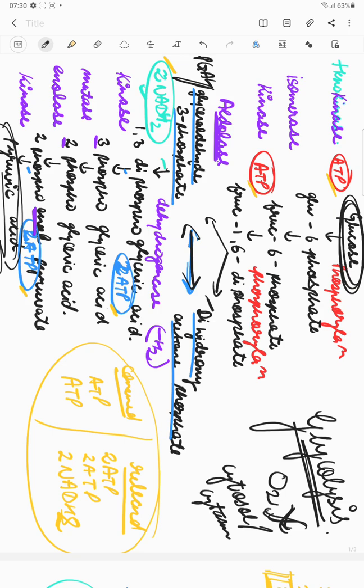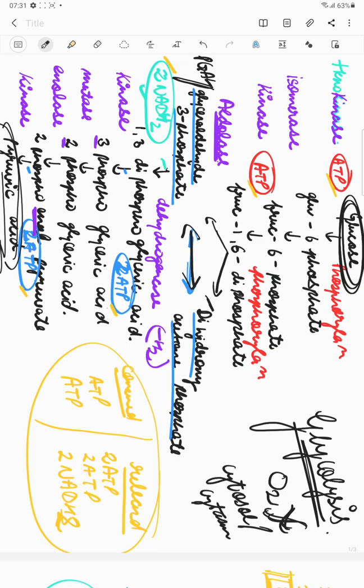Then 1,3-diphosphoglyceric acid converts into 3-phosphoglyceric acid, and as the phosphate is now removed, this is also a process in which kinase enzyme is used. As I've told you, kinase would be required whenever phosphate is added or removed. So 2 ATPs are released and then 3-phosphoglyceric acid is converted into 2-phosphoglyceric acid. These are position isomers of each other and the enzyme would be mutase.